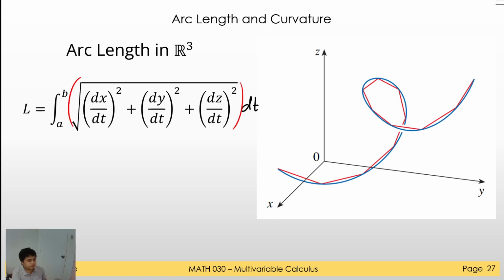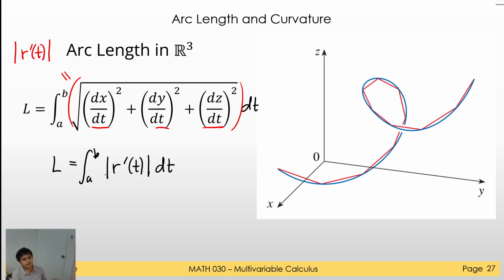This is actually equal to what? This is the length of your first derivative of your r. If this is your x, y and z coordinates, you find the first derivative, and then you find the square root of the sum of their squares, then this will be just the length of your first derivative of your vector valued function. Therefore, we can describe the length as a definite integral from a to b of the length of r prime of t multiplied by dt. So this will basically be your second formula.